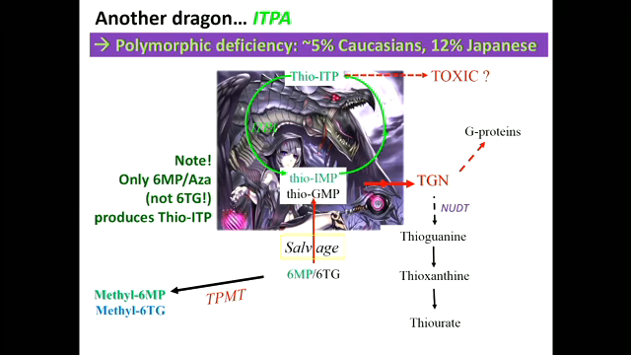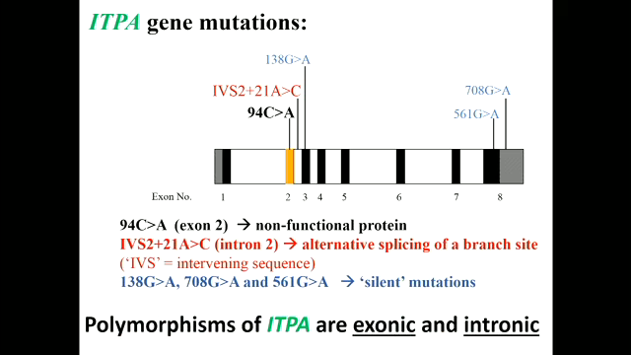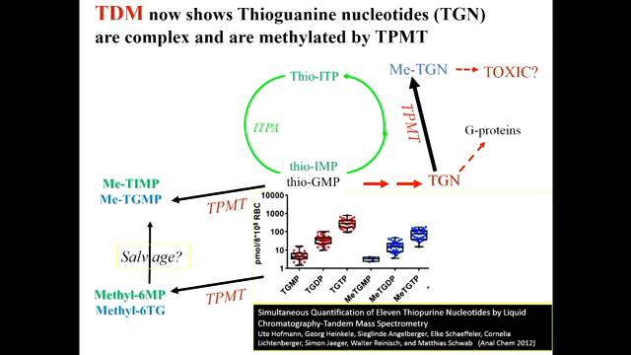Maybe thio-ITP is toxic. Well, there was a lot of argument about this early on, but we described ITPA gene mutations. They're both exonic and intronic. You can see there's one here which is an exon, 94C>A. This one here, IVS, means intervening sequence. It's an old term for an intron, and both of those affect activity. Either one producing a non-functional protein and the other one changes an alternative splicing branch site and produces low activity.